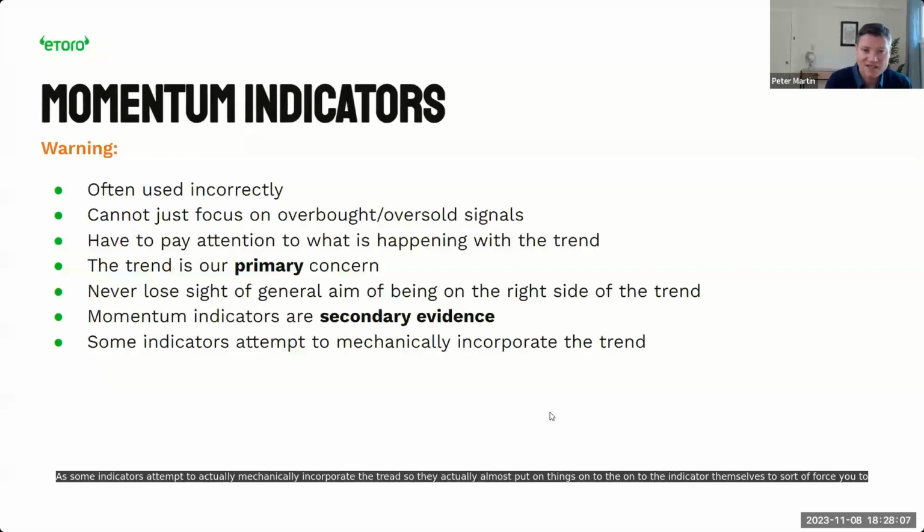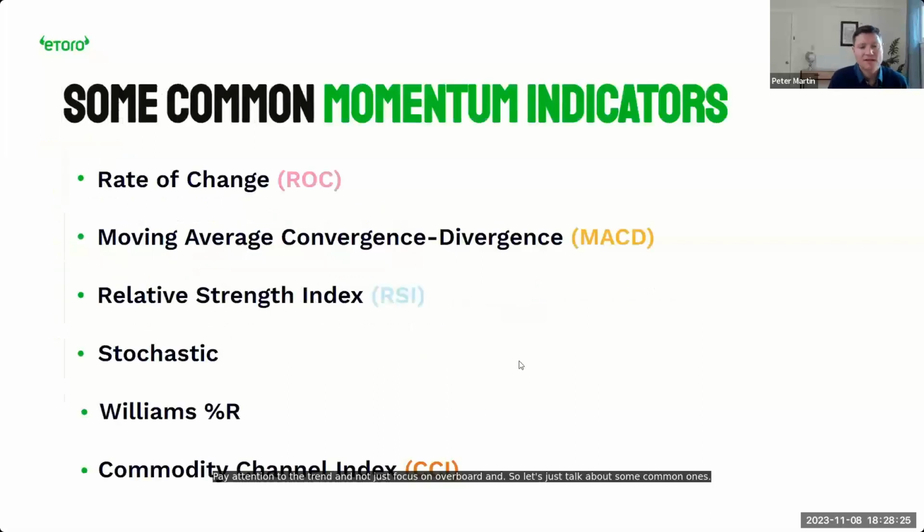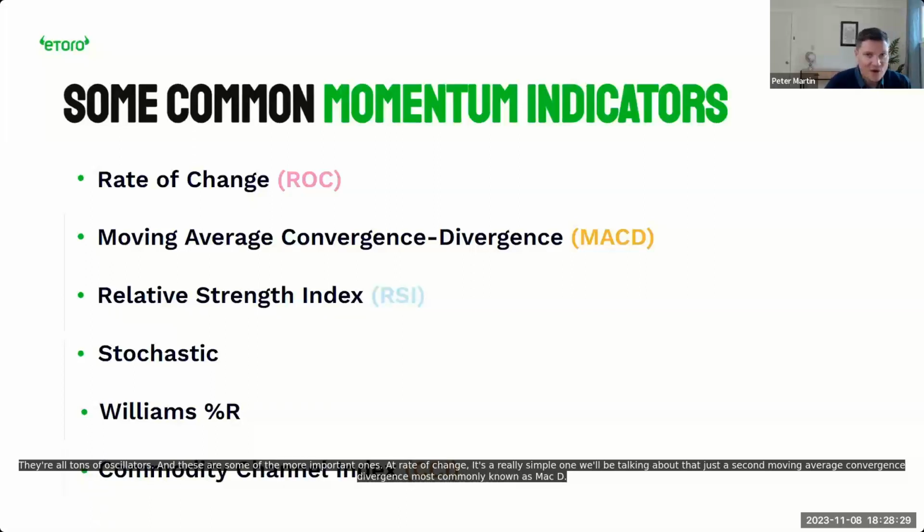Now, some indicators attempt to actually mechanically incorporate the trend. They almost put things onto the indicator themselves to sort of force you to pay attention to the trend and not just focus on overbought and oversold. So let's just talk about some common ones. There are tons of oscillators out there. These are some of the more important ones. So rate of change, ROC. It's a really simple one. We'll be talking about that in just a second.